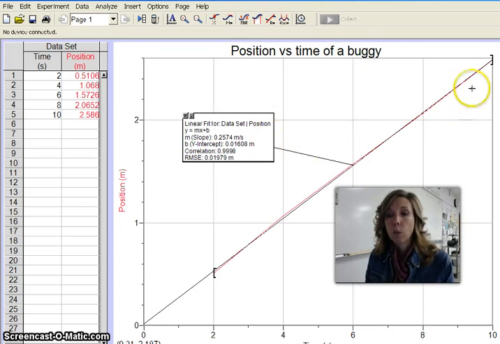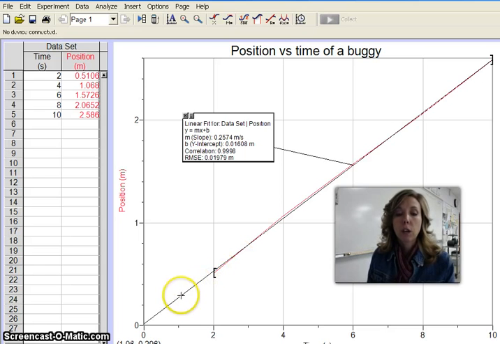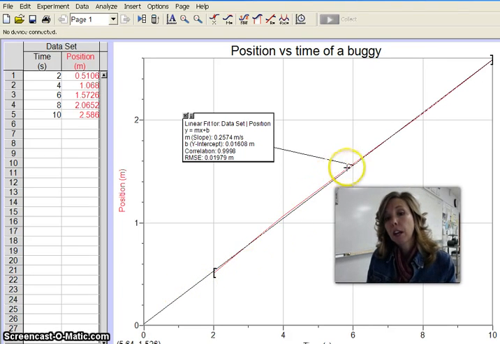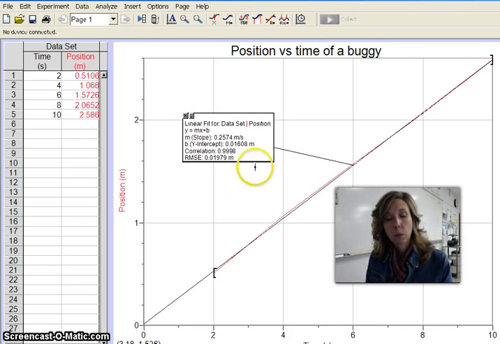What the computer has done is it has drawn the best fit line, and it's this black line that runs through all of the data points equally. Now I think in math class you call this the line of regression. So same thing, this is the line of regression through that data. And a box even pops up with some important information that we're going to use.